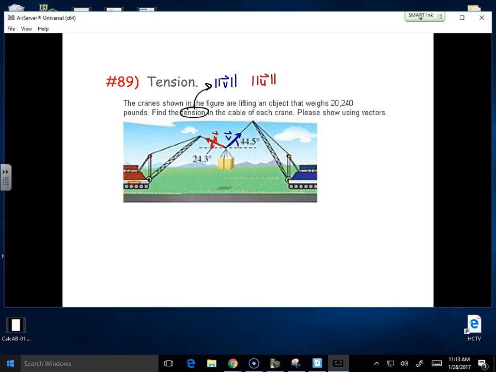Well, let's see. We're given two angles, that's good. But what else are we given that's hidden in the problem? I know it's the wrong color, but we have the other color being used for something else. Okay, so, well, it's kind of the right color. We know how many pounds the box is, right? That should be a force down. 20,000, yeah, exactly. So that's what's going on this way.